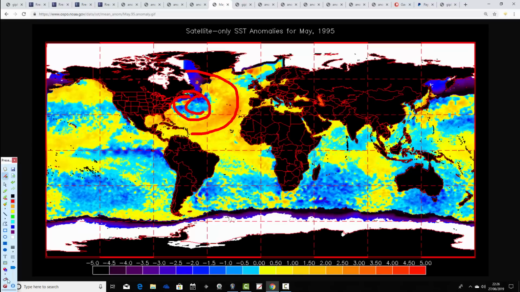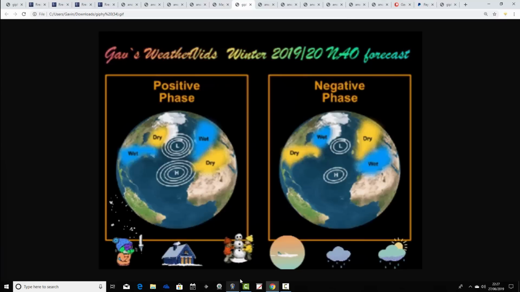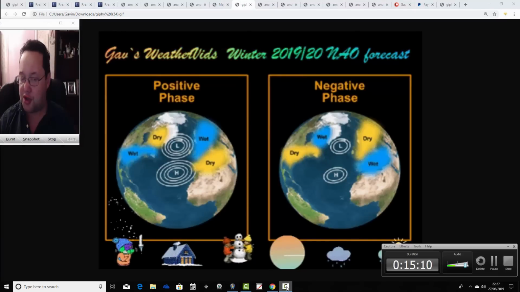So we want it to be warmer somewhere up here. We want it to be cooler somewhere there. Possibly there, but not necessarily. But certainly we want it to be cooler just here. We want it to be warmer just here. And then we want it to be warmer down there if we are to forecast a negative NAO for the subsequent winter. So at that point, I'm going to pause the video.